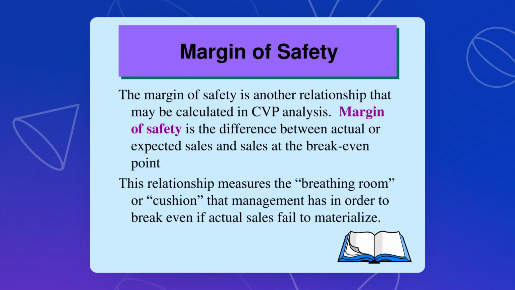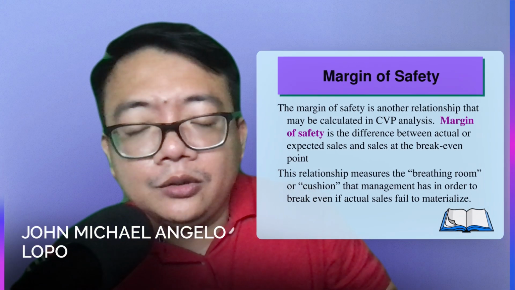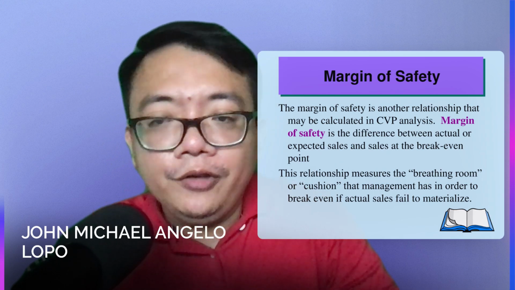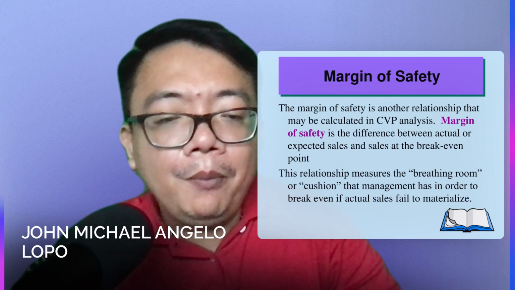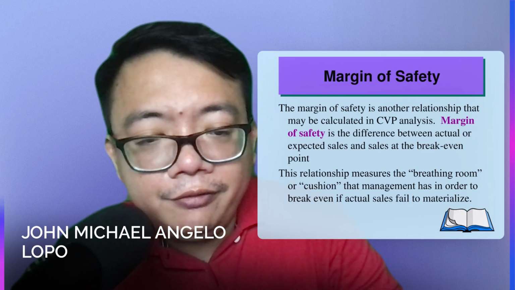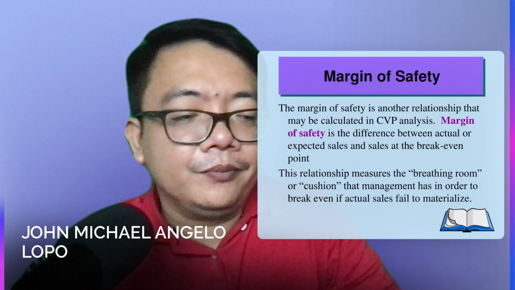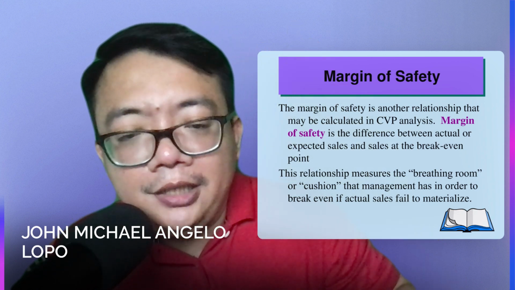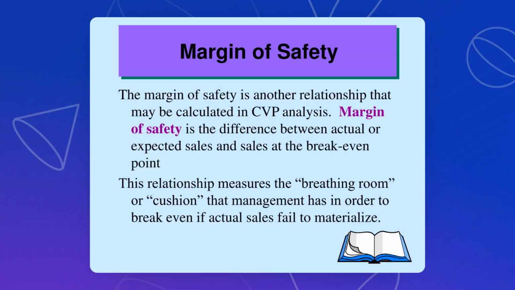Bakit class? Since the formula is the actual sales and expected sales, meaning you have your net income. Tama? How about in terms of the break-even sales? You have zero net income. Very good. So meaning to say, the difference between your actual sales and the break-even sales is the breathing room or the caution that the management has in order to break even. Di ba? Yes, class. Yan ang ibig sabihin ng margin of safety.